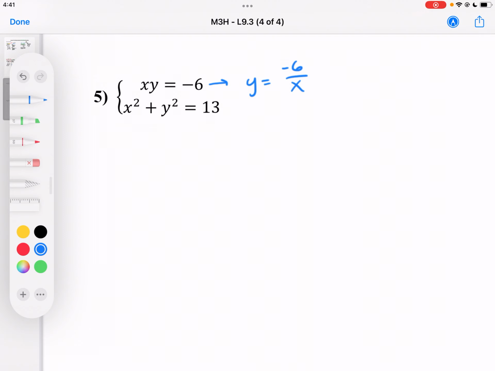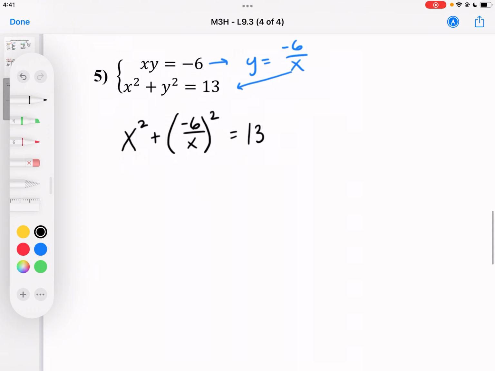And now I'm going to go ahead and substitute that into the bottom equation. So x squared plus negative 6 over x all squared equals 13. So that will give me x squared plus, well, negative 6 over x, if you square that, it gives you 36 over x squared. And that's still equal to 13.